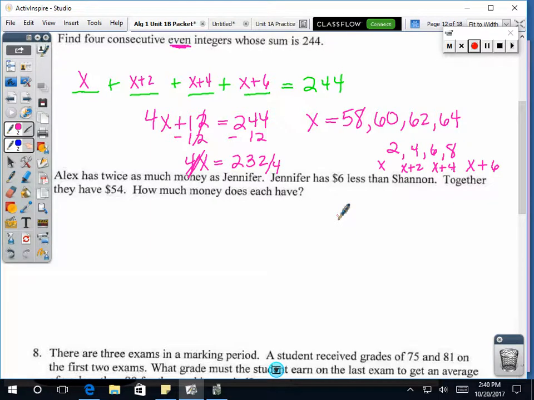Okay, I heard somebody say something wrong. Stop. I heard somebody say something wrong, so let me clarify. X is 58, okay? So this is 58. So this is 58 plus 2, which is 60. This is 58 plus 4, which is 62. And this is 58 plus 6, which is 64. Does that make sense? Okay, now let's do the next one.